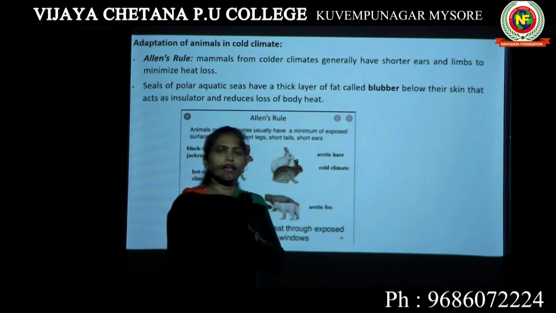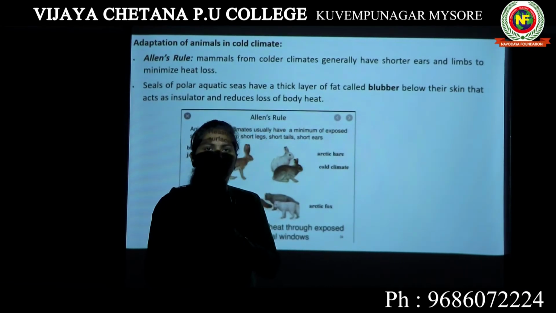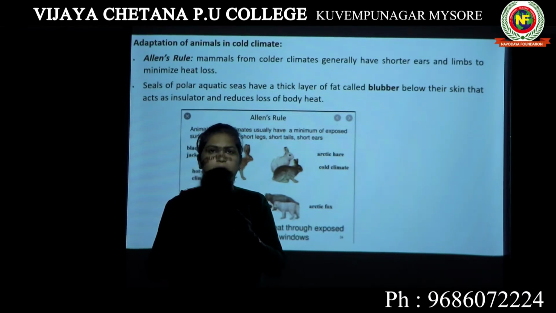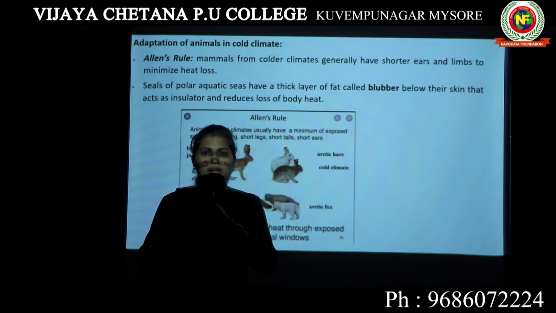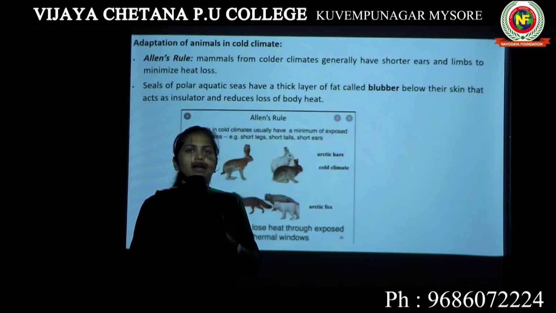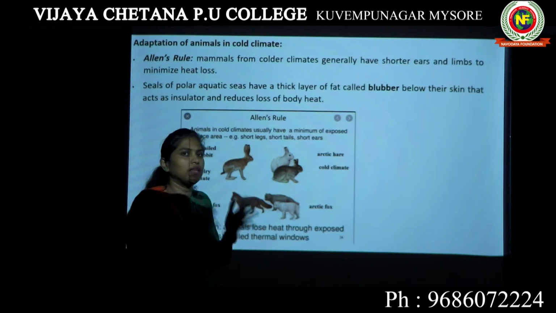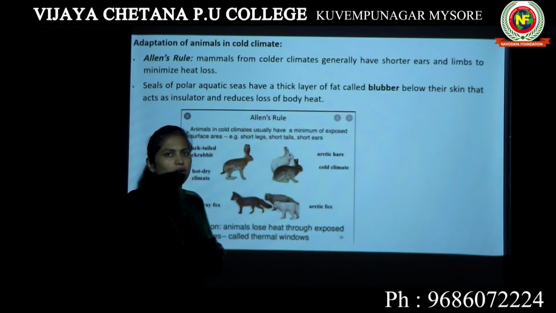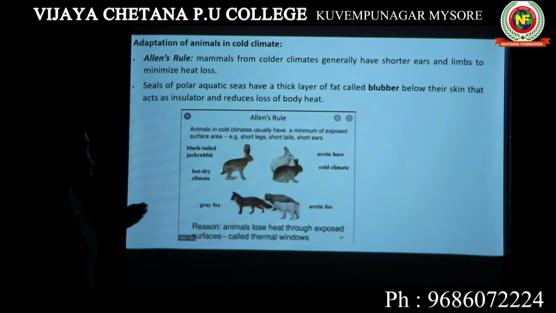Why do they have shorter body parts? This is in order to decrease the body surface area. When the body surface area decreases, the amount of heat lost from their body surface also decreases, so that they can keep their body warm in the colder climate. Hope this is clear to you.